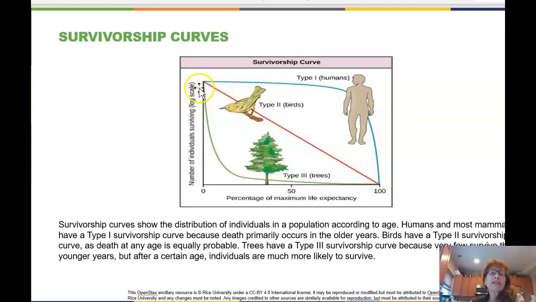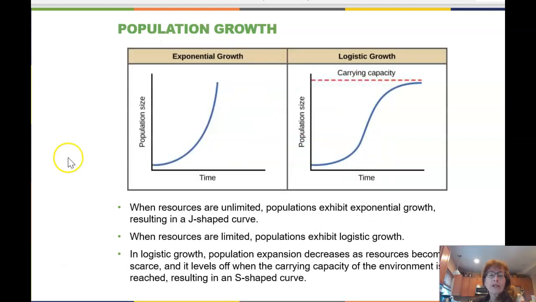kind of evenly, so there's more of a middle of the road thing where it's equally probable to live or die at these early stages, or this type of curve, which we see because death occurs mostly when we age, in the older age ranges. So those are survivorship. The other curves we looked at are these, and that's population growth.